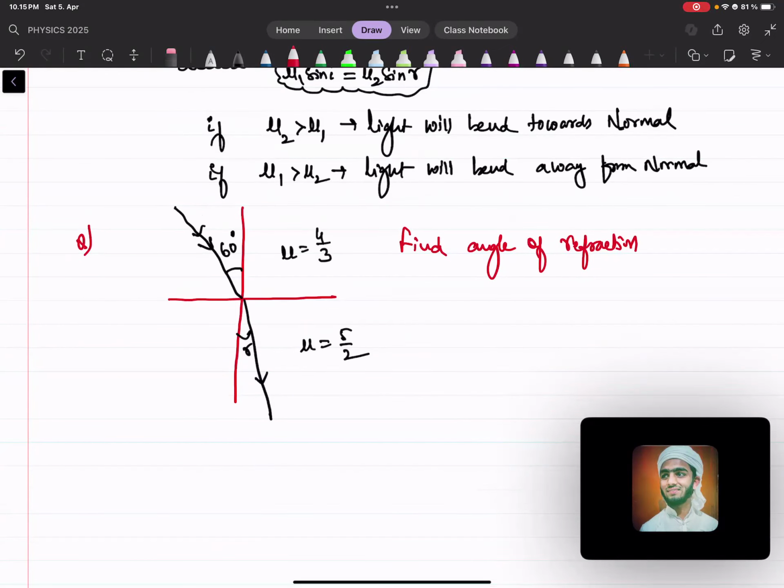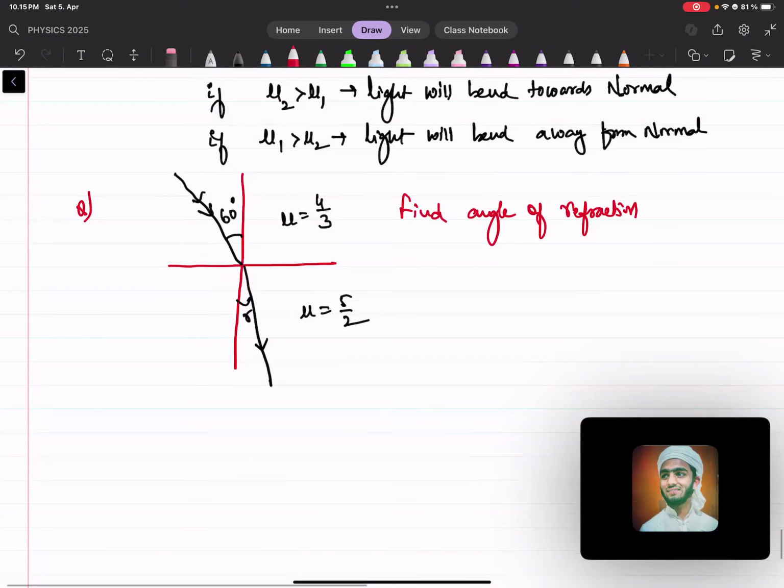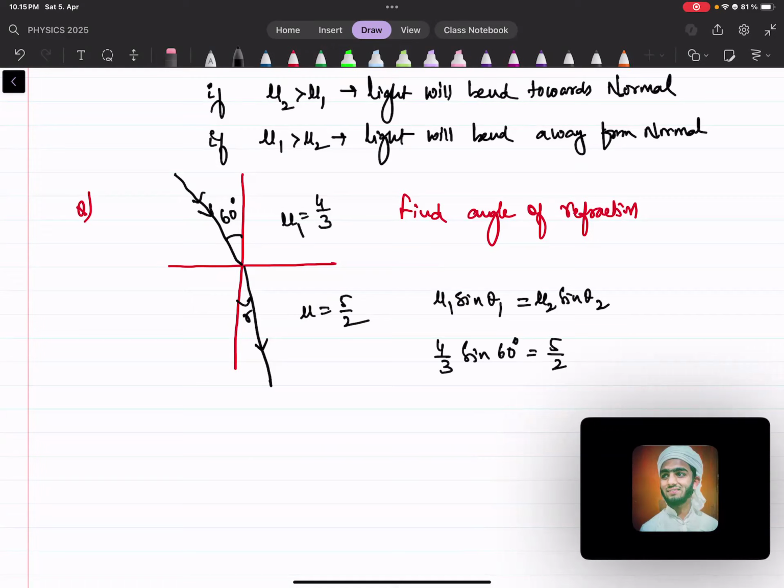The ray of light is going from which medium, beta? Is 4 by 3 greater or 5 by 2 greater, beta? You're coming from the rarer medium to the denser medium, so I can apply Snell's law. Mu1 into sine theta 1 will be equal to mu2 into sine theta 2. Mu1 is how much for me? 4 by 3 into sine of the angle of incidence, which is 60 degrees, equals mu2, which is 5 by 2, into sine theta 2. Theta 2 is nothing but r.